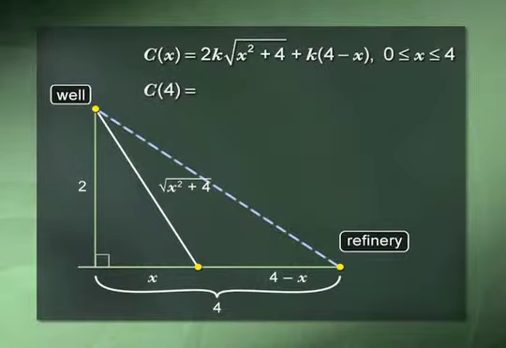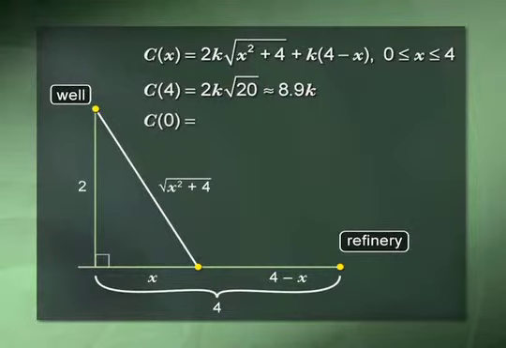Well, if you plug 4 into your cost equation, let me show you how I do that. I plug 4 in for x, and I get 2k times the square root of 4 squared plus 4. That turns out to be 16 plus 4, or 20, so square root of 20. And then the next term is 0, because x is 4. And that, with a calculator, you get 8.9k approximately. Now, how about if x is 0? What does that mean geometrically?